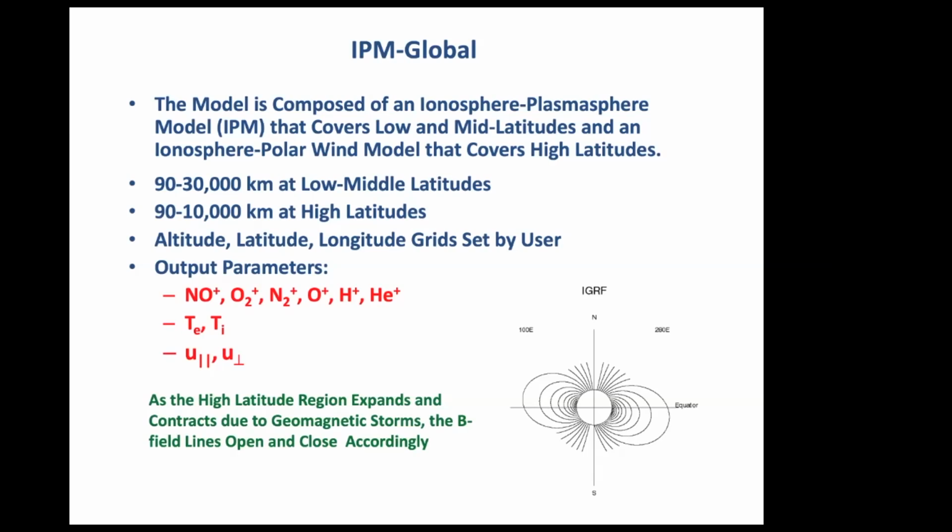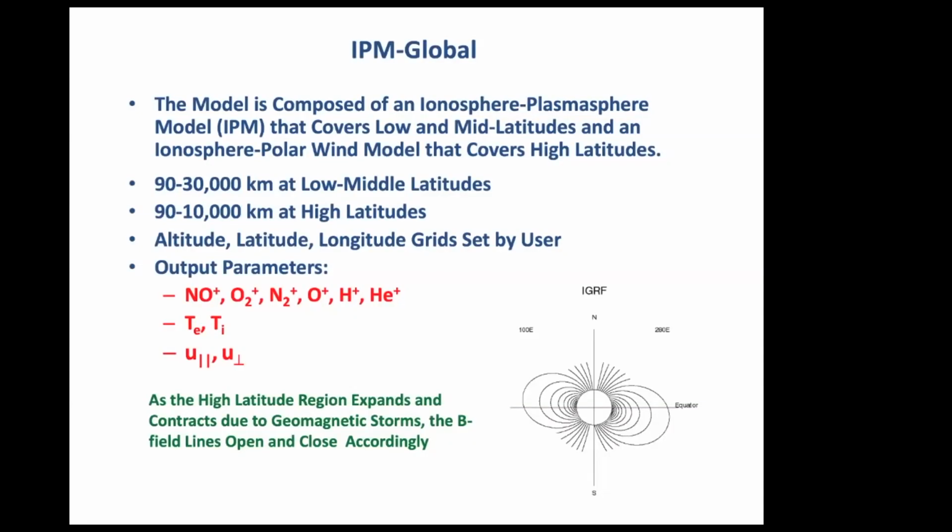The model produces a fully global distribution. It contains the same 6 ions that were contained in the IPM. It also outputs 3D time-dependent distributions for the electron and ion temperatures, and it outputs the plasma drifts both along and perpendicular to the geomagnetic field.